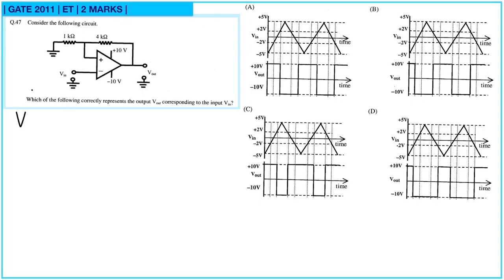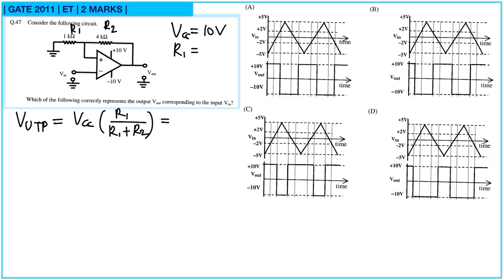So the voltage at the upper trip point is equal to VCC times, in bracket, R1 upon R1 plus R2, where I can call this R1 and this R2. Here VCC is equal to 10 volt, R1 is 1 kilo ohm and R2 is 4 kilo ohm. If we substitute these values, then the upper trip point voltage comes out to be 2 volt.